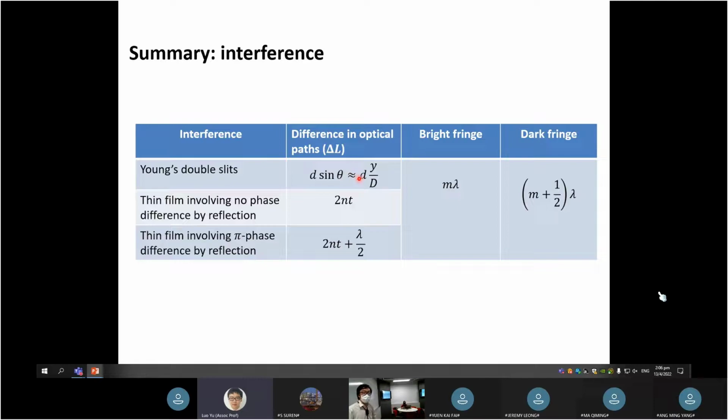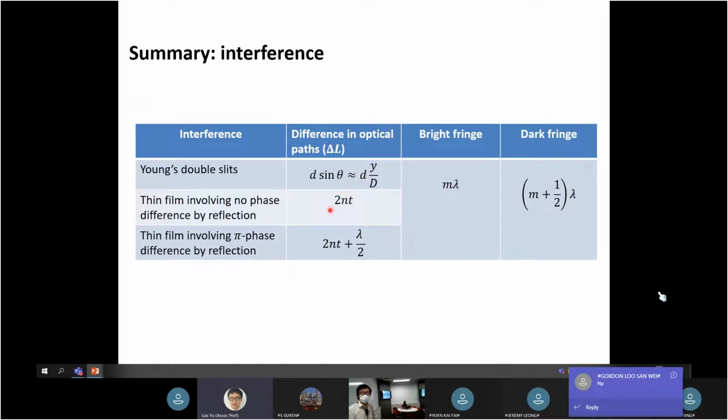In the small angle approximation, that is d times y divided by the distance between the two slits and the screen, forming the bright and the dark fringe. As you can see, if you equate this to these conditions, you will be able to get y, the position of the bright or dark fringe.